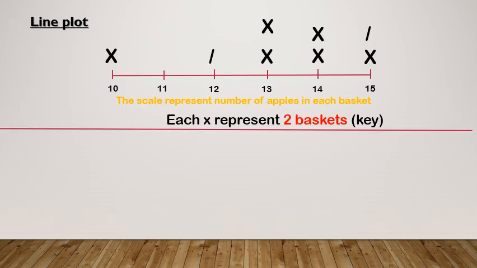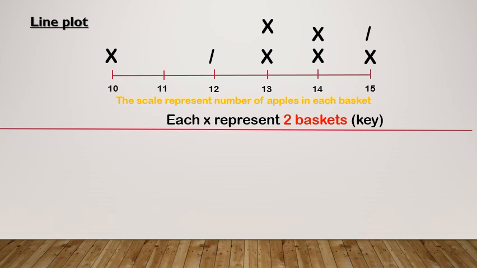Okay. I want to answer here some questions about the line plot I had. So let's remember again. This is my line plot. The numbers written here are the scale. And this scale represents what? Numbers of apples in each basket.